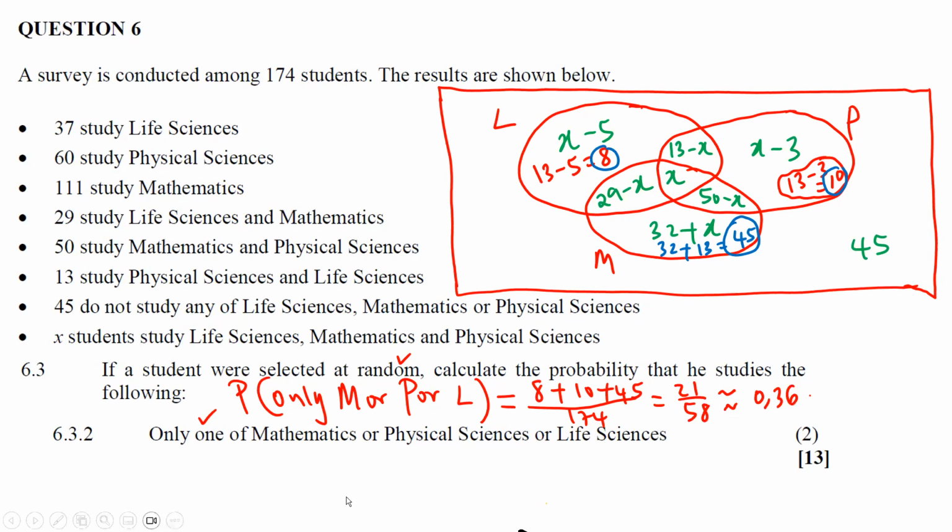Now, if a student was selected at random, calculate the probability that he studies only math or physics or life sciences, and the probability is 0.36. Next question. That is the end of the Venn diagram question.